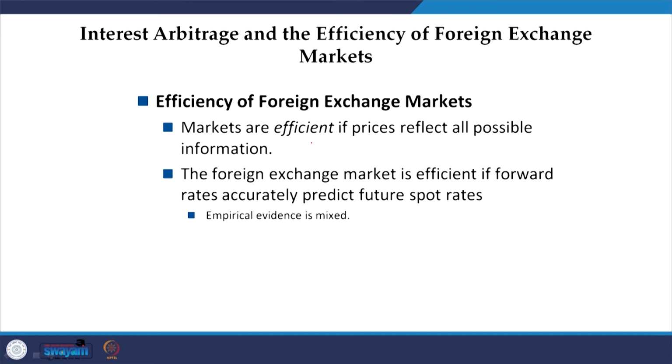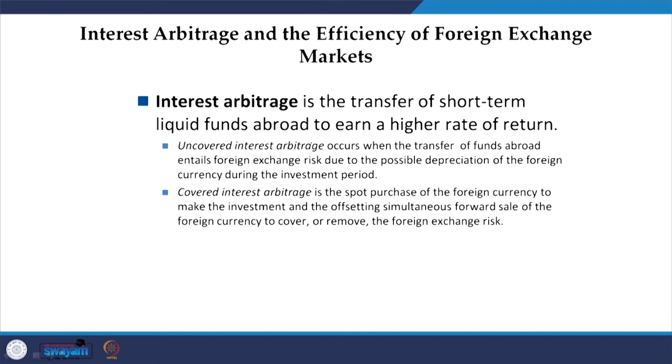The last couple of clarifications: the efficiency of the foreign exchange market is defined through markets being efficient if prices reflect all possible information. When all the information is there, that is called efficiency in the foreign exchange market. The foreign exchange market is efficient if forward rates accurately predict the future spot rate. If the empirical evidence is mixed, then that might be problematic. So, the last two slides we will also clarify in due course, in other lectures.